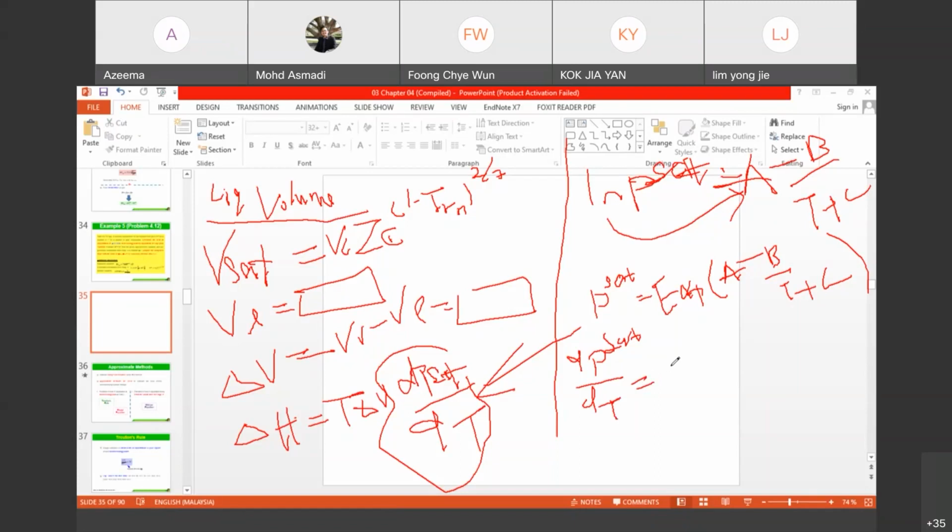So we can get the final equation. Once you differentiate, you get B divided by (T plus C) to the power of 2, times E exponent, power of A minus B divided by T plus C. Okay, exponent. And then you substitute into this equation.